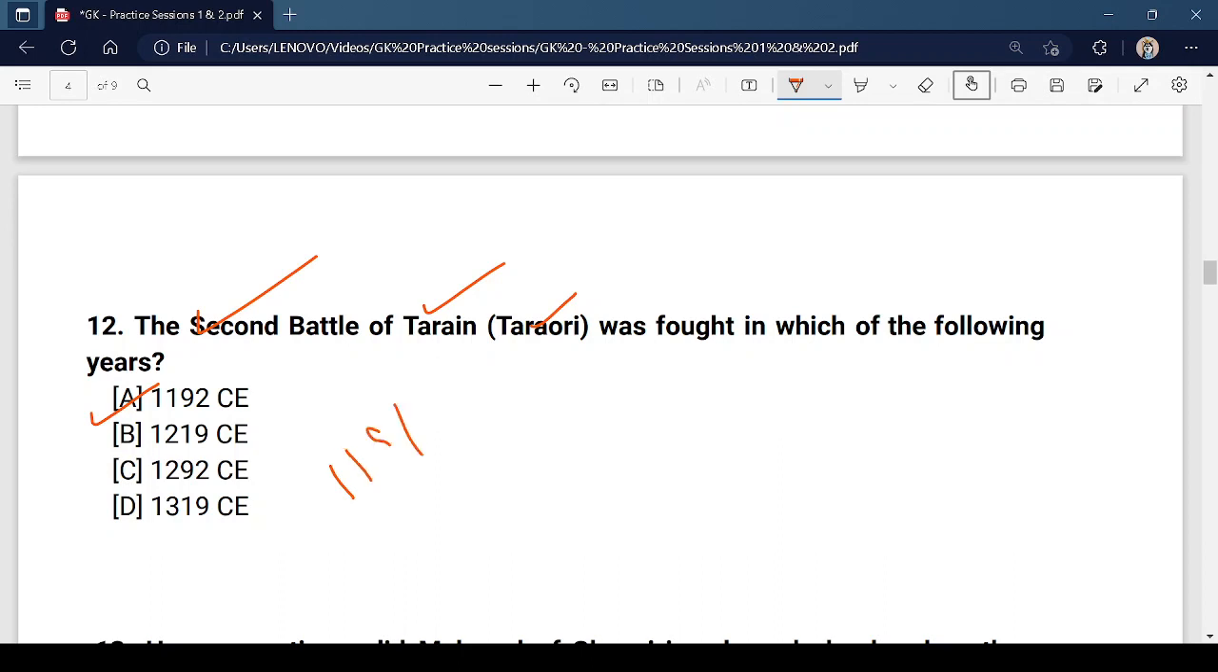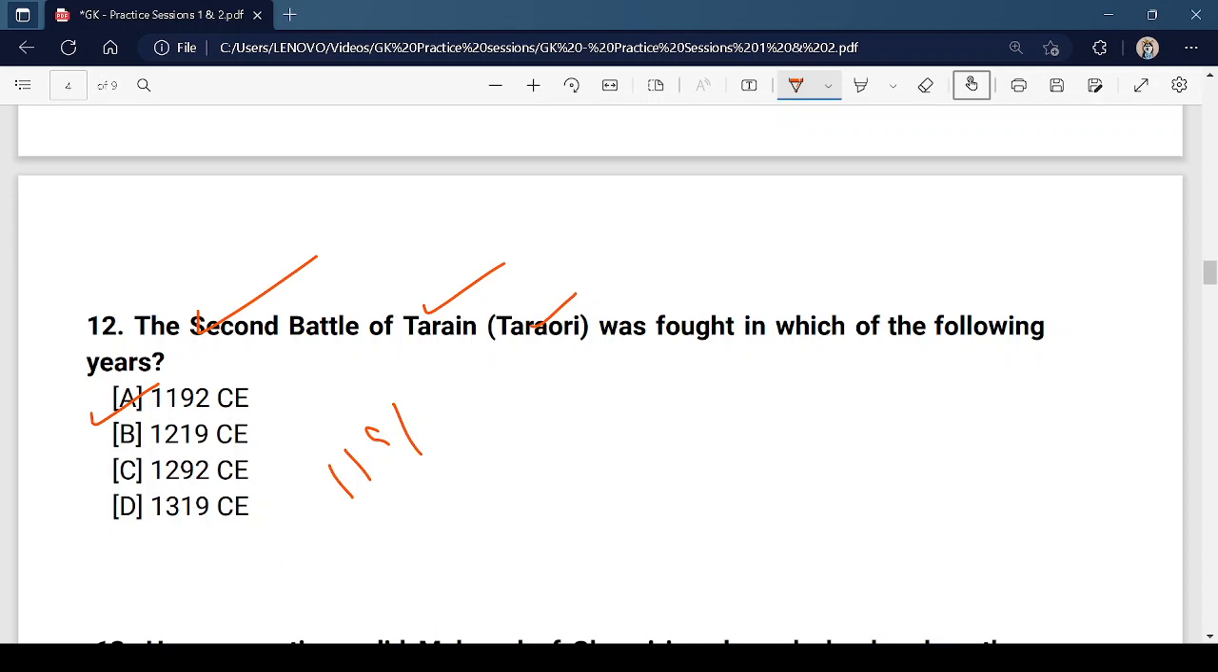In 1191 this battle took place between Muhammad Ghori and Prithviraj Chauhan and his allies. In this first battle, Prithviraj Chauhan won over Ghori and defeated Muhammad Ghori.